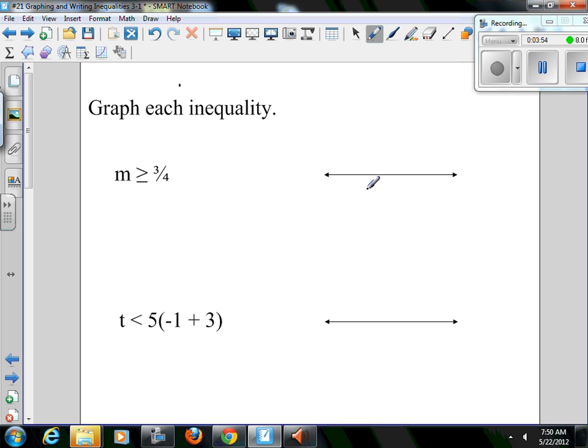We want to graph each inequality. So we're going to keep going with this. M is greater than or equal to 3/4, so I'll put 3/4 here. And 4/4, which would be 1 whole. And 2/4 or 1/2 would be just below it. So we put a closed dot on 3/4 and an arrow going to the right.